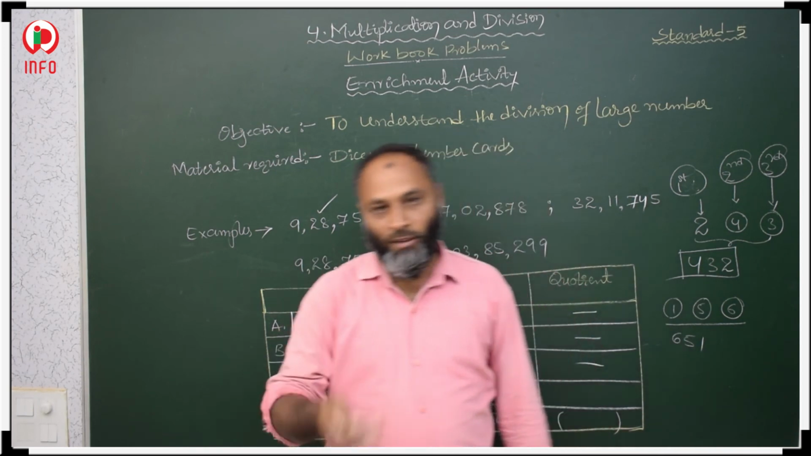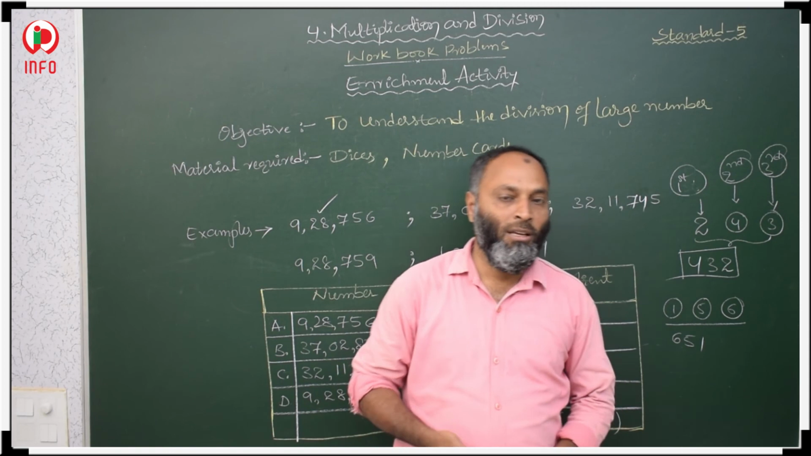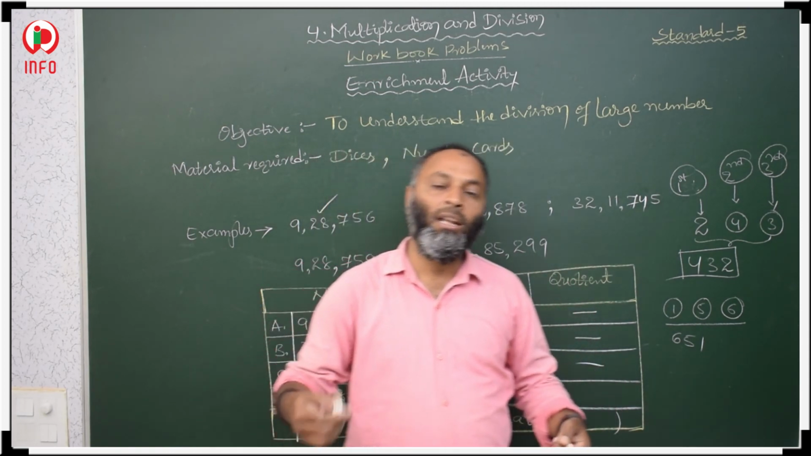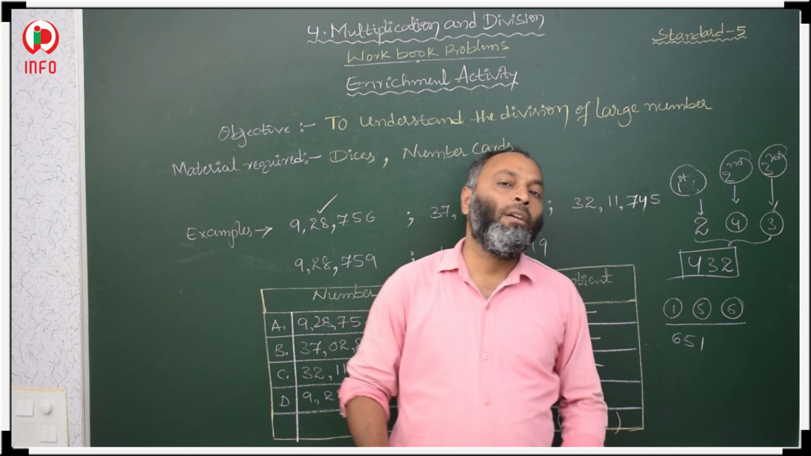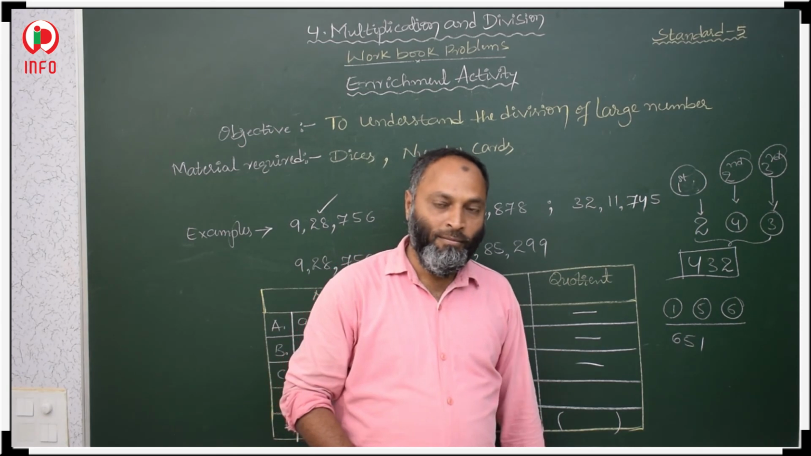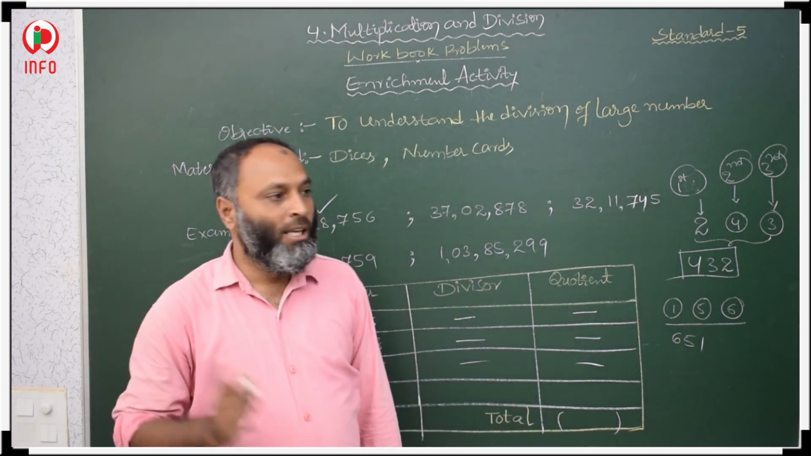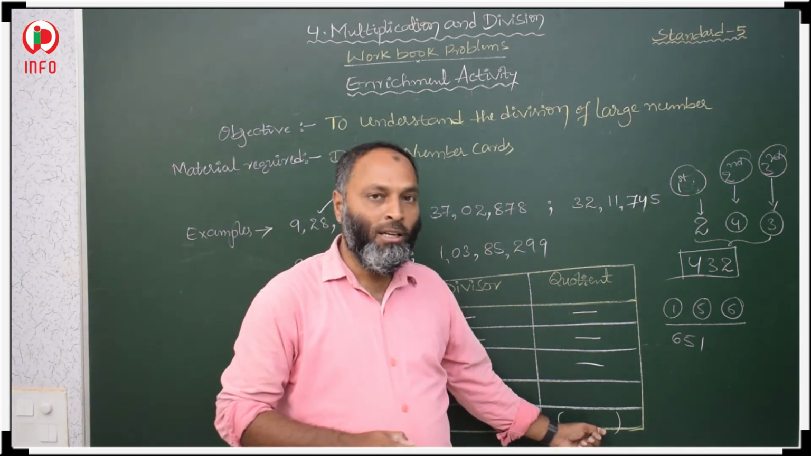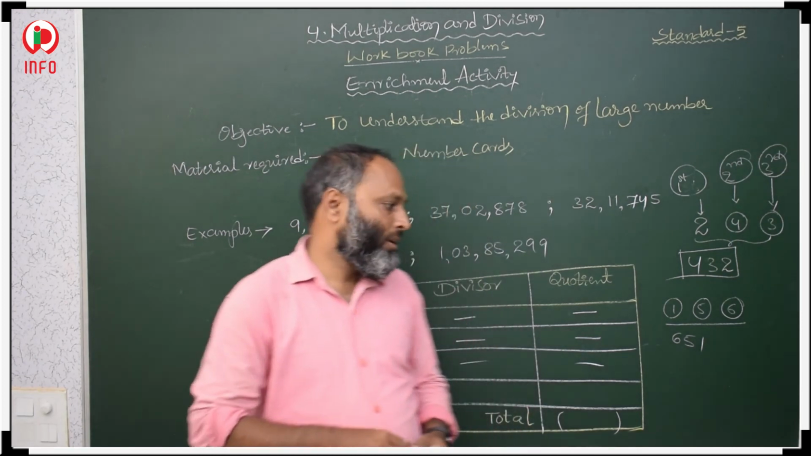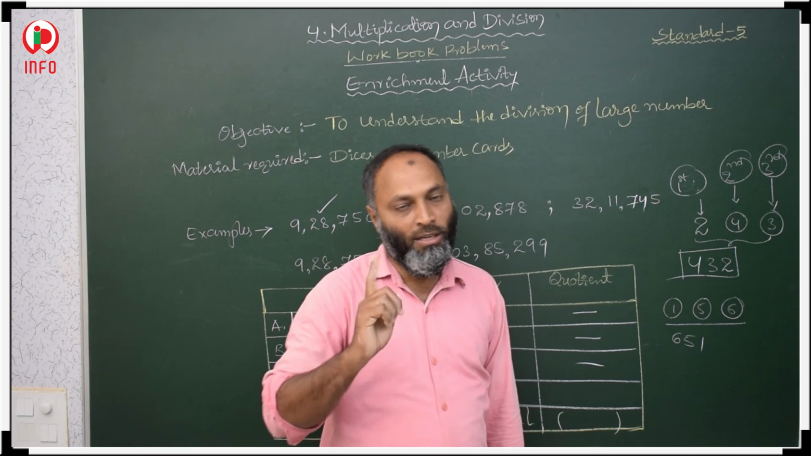Why? Because when they throw the dice, it is not compulsory that the same numbers will come for all the groups. Different groups will get different numbers. According to that, the divisor and the quotient will change, and then the total also changes. The group that gets the highest total wins the game.